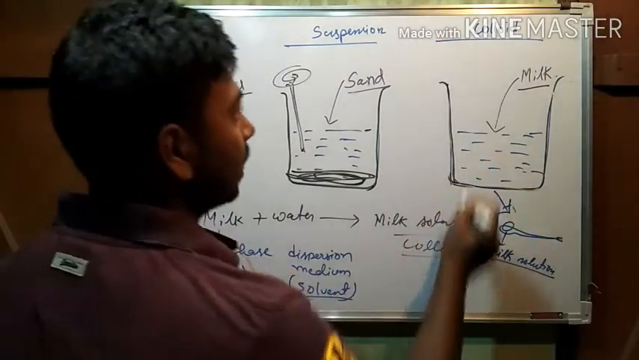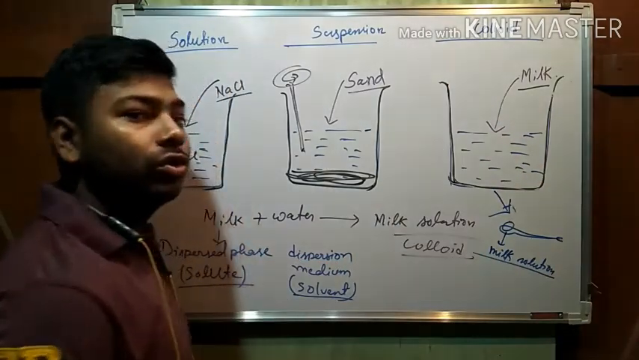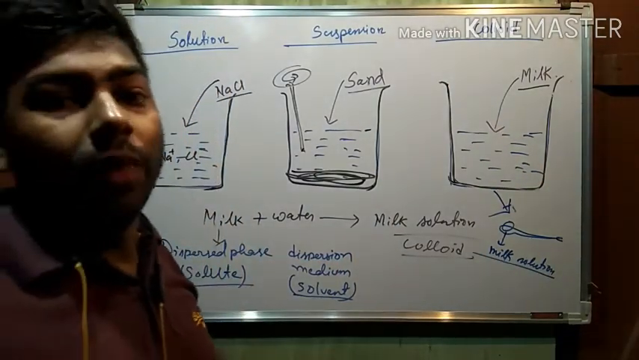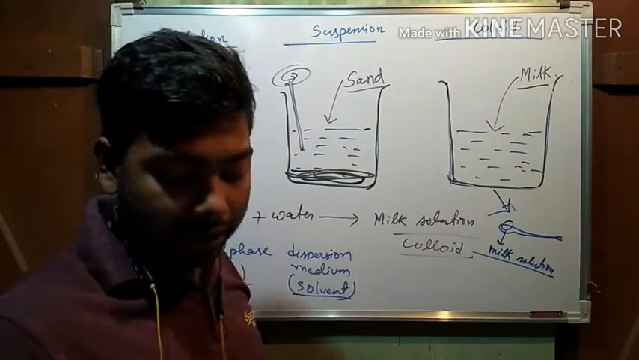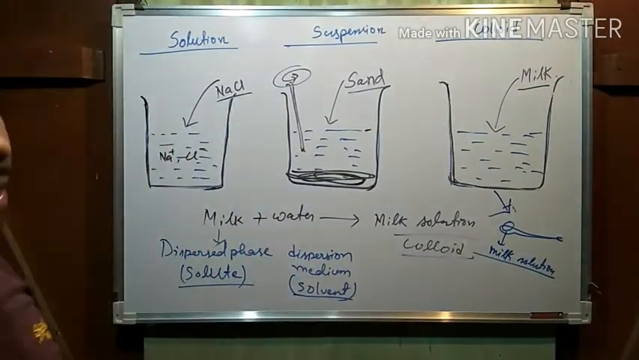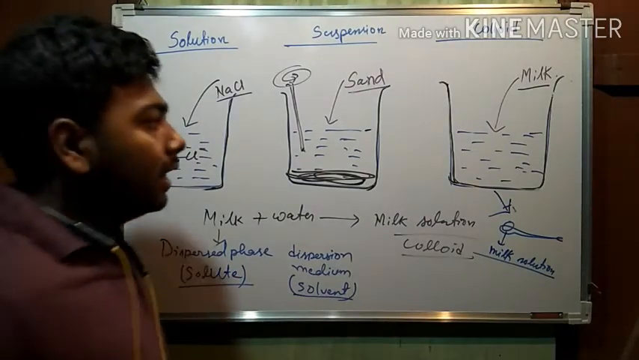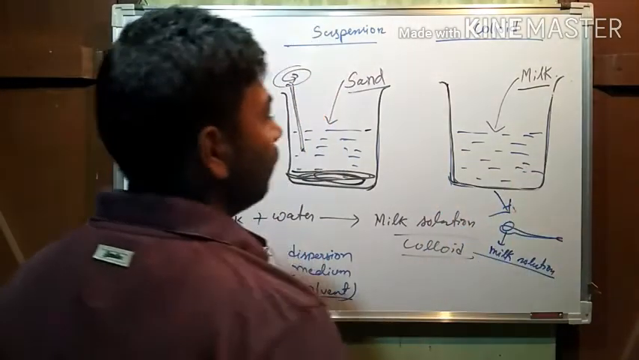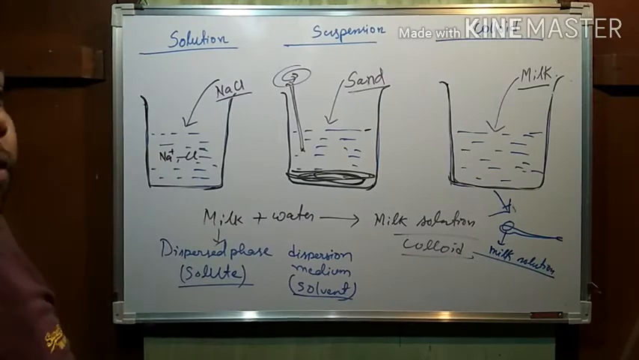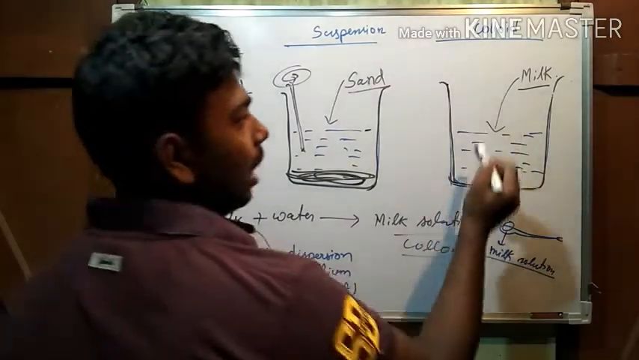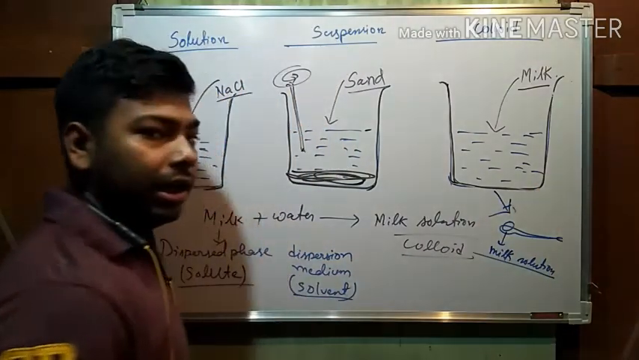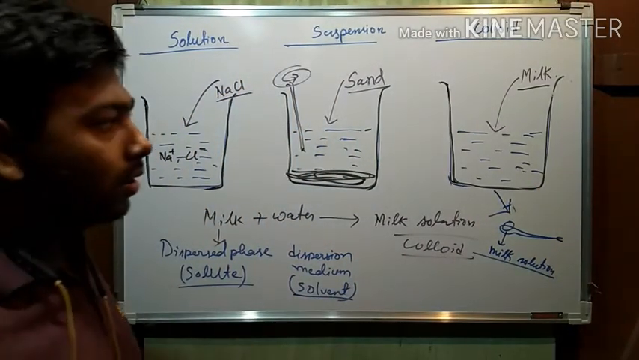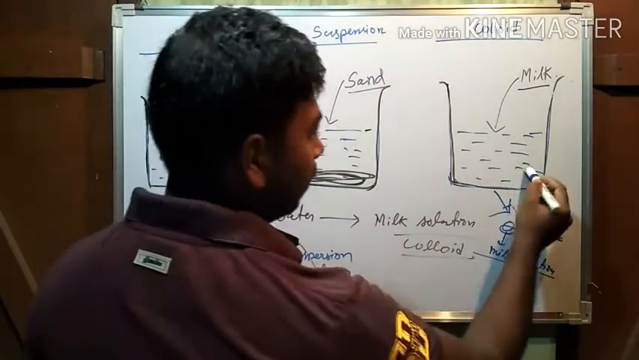The particle size of a colloid is not so big or so small, but we can't see it with the naked eye. Next, a very important point is that there is no effect of sedimentation. Sedimentation means the dispersed phase settles down in the lower layer of the container. Okay, there is no effect of sedimentation.